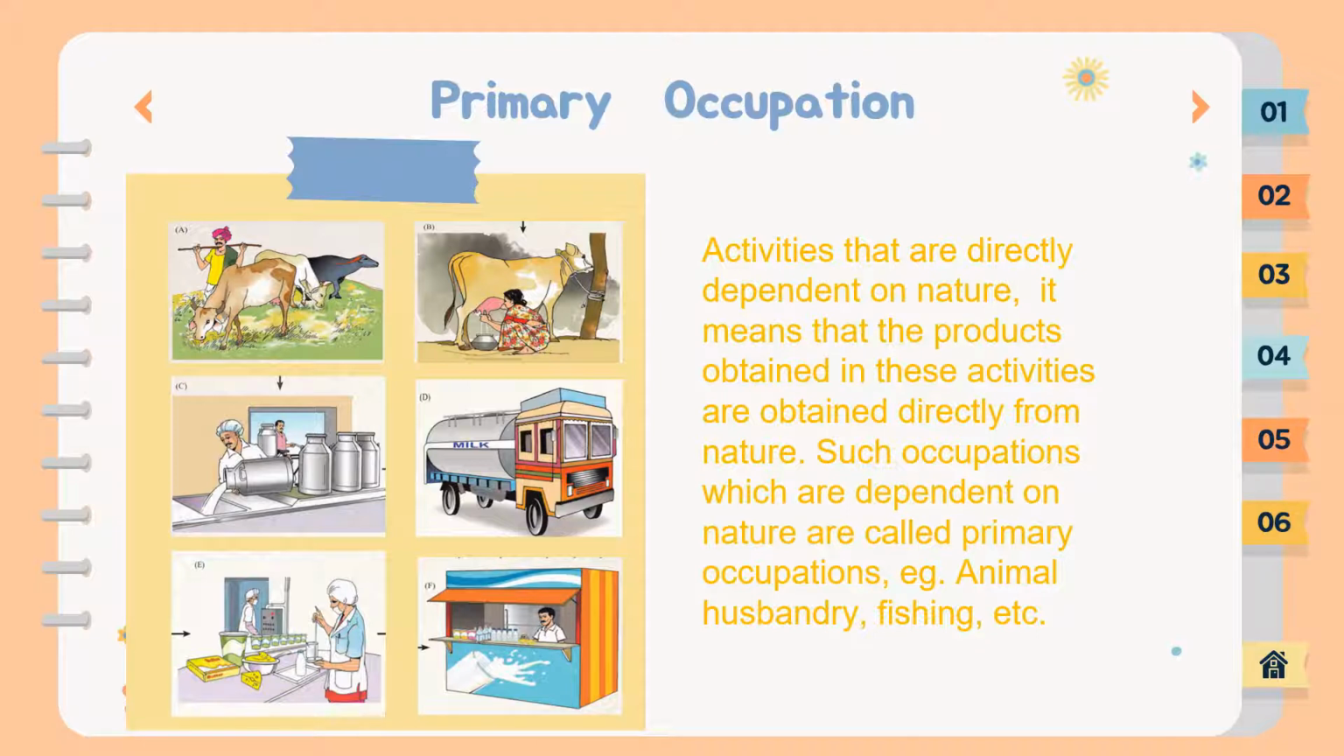Cows and buffaloes are animals, and these animals are domesticated by man. As you can see in picture A, we get milk from them. Therefore, this occupation is directly dependent on nature. Such occupations which are dependent on nature are called primary occupations. Example, animal husbandry, fishing, etc.